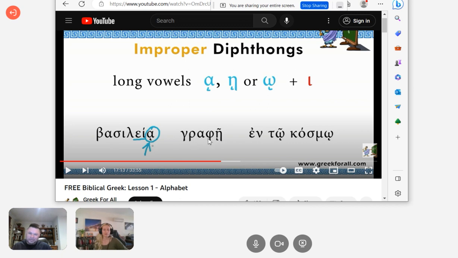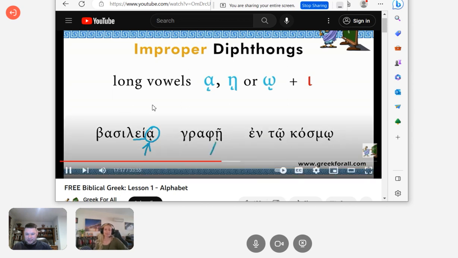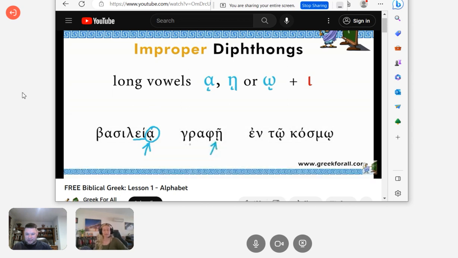How would you pronounce the next word? Graphi. But let's make a guess, grafé or something. Let's see. Okay. Yeah, probably. The next word is grafé. This is our iota hidden right there. Grafé, scripture.